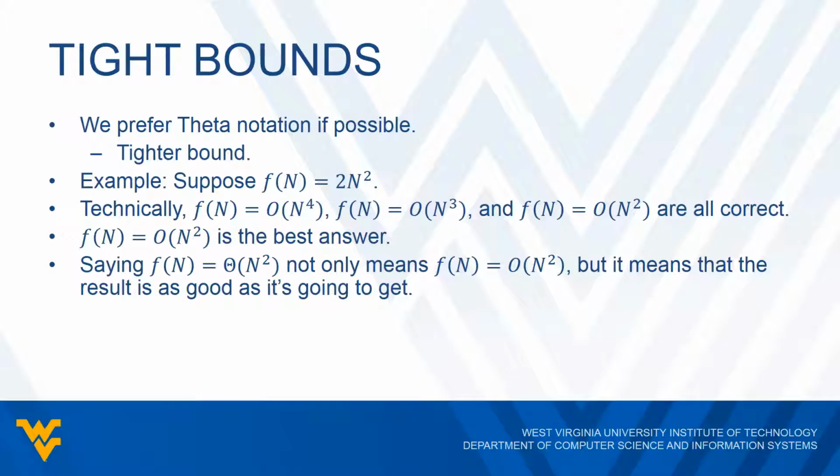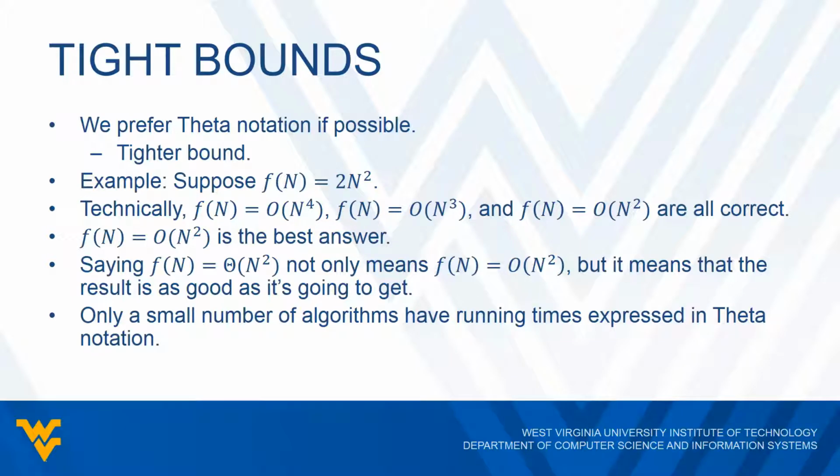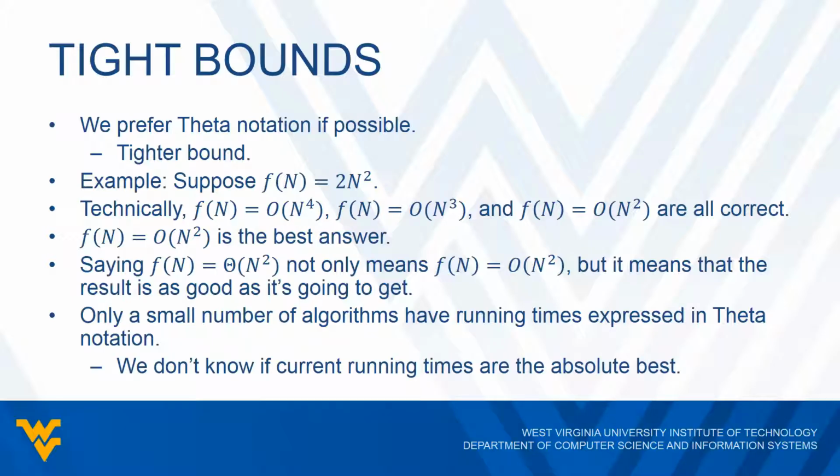Now you might think, well, let's just have all the algorithms use theta notation. The problem is there's only a small number of algorithms that actually have their running times expressed in theta notation. There aren't too many. A lot of them use the big O notation. And this is just because we don't know if the current running times are the absolute best. Because I mentioned before, it's more difficult to compute the lower bound. It's more difficult to compute that omega notation. If we could figure out the lower bounds, then we would have a better idea if we can achieve a theta notation bound. But because we can't get that lower bound, we don't know if the current running times of these algorithms are the absolute best.